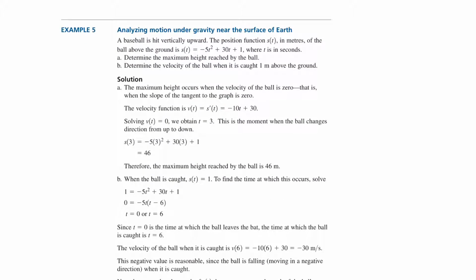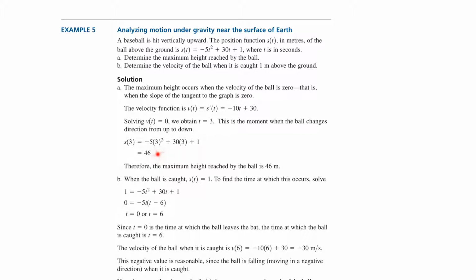Next example, example 5. A baseball is hit vertically upward. The position function in meters is s at t equals negative 5t squared plus 30t plus 1, where t is in seconds and s is in meters. Determine the maximum height reached by the ball. We know at maximum height, velocity is 0. Velocity is minus 10t plus 30. If we set it to 0, t is 3. So after 3 seconds, the object reaches the maximum height, which is 46 meters.